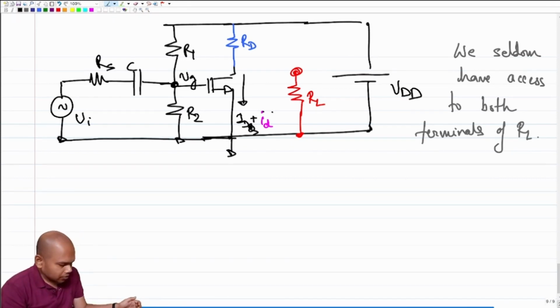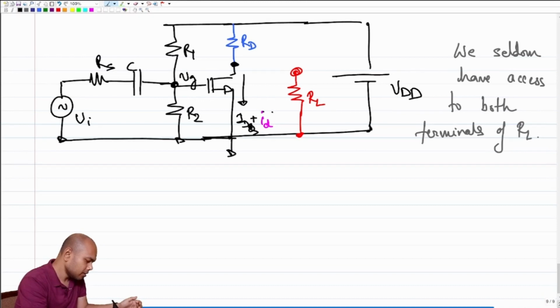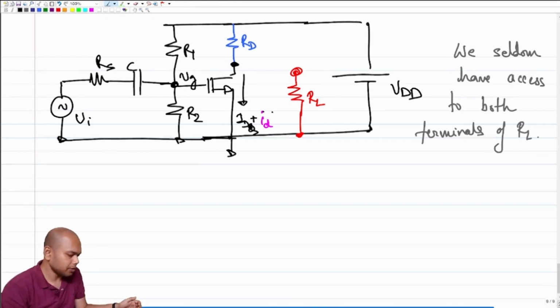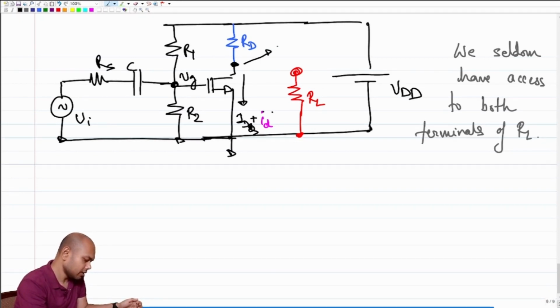Okay. So now this drain, what will be the drain voltage? I mean, this is nothing but the common source amplifier with RD instead of RL. So what will be the total drain voltage here? This will be VDD minus IDQ plus ID times RD.